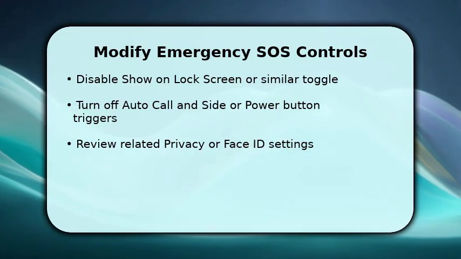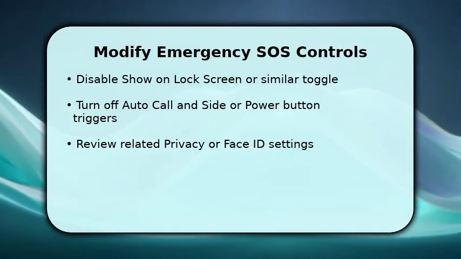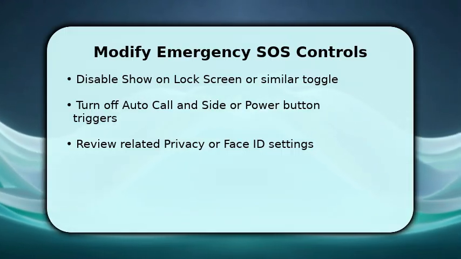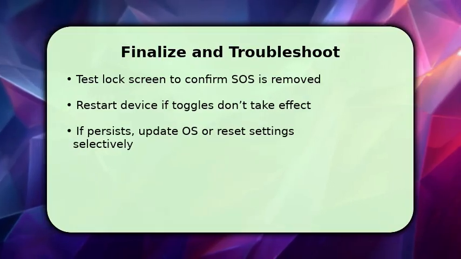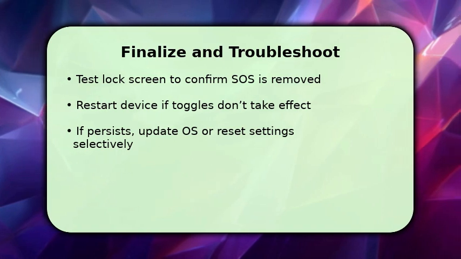Make sure to review adjacent privacy, Face ID, or accessibility settings that might re-enable shortcuts. This prevents unexpected behavior. Finish by locking the device and attempting the gesture or button sequence that previously revealed Emergency SOS. You should no longer see it.